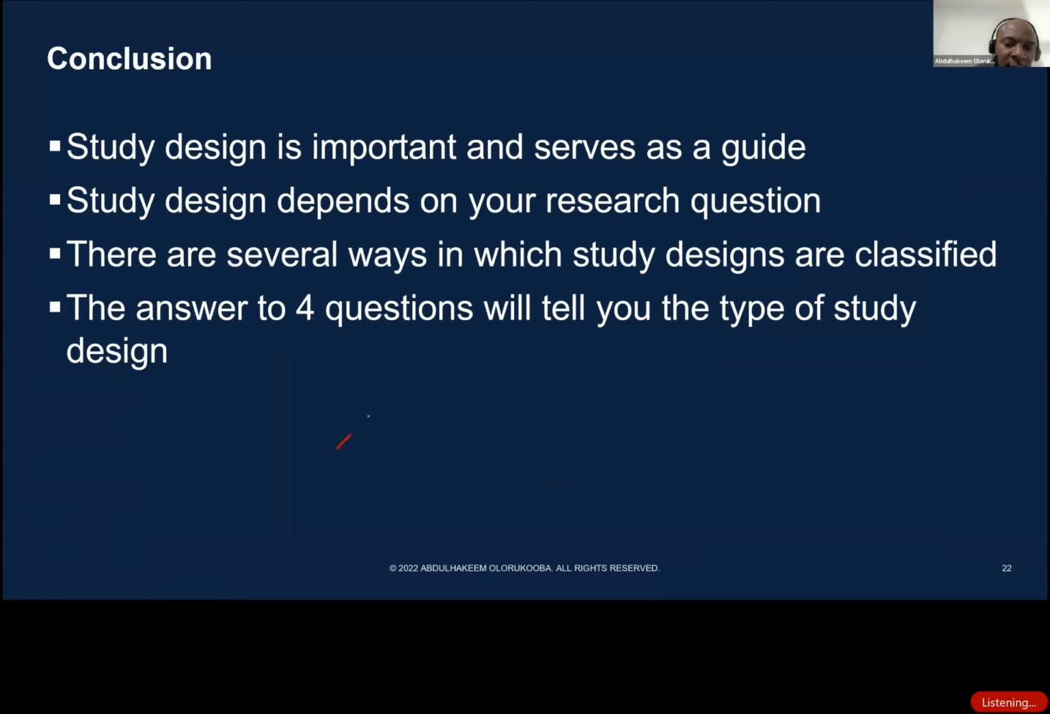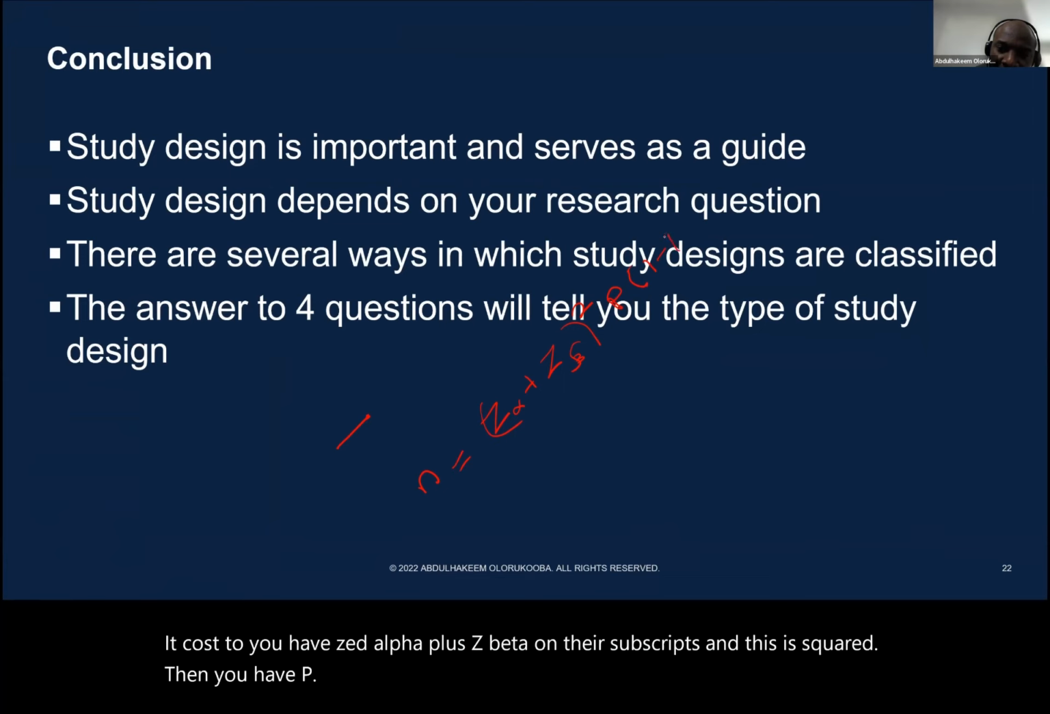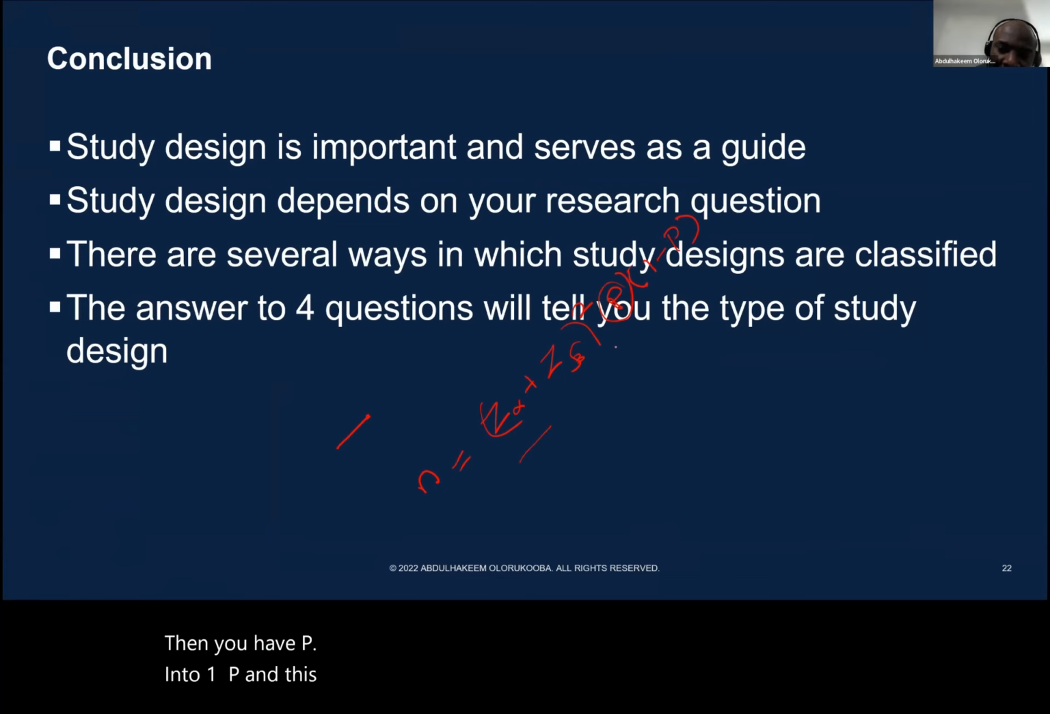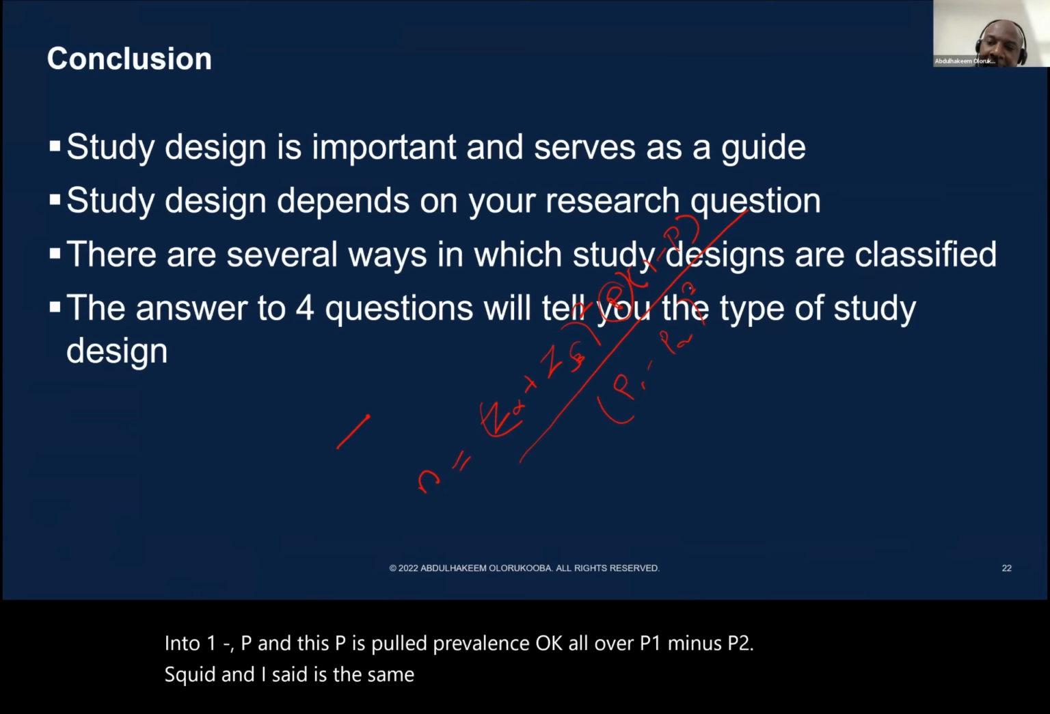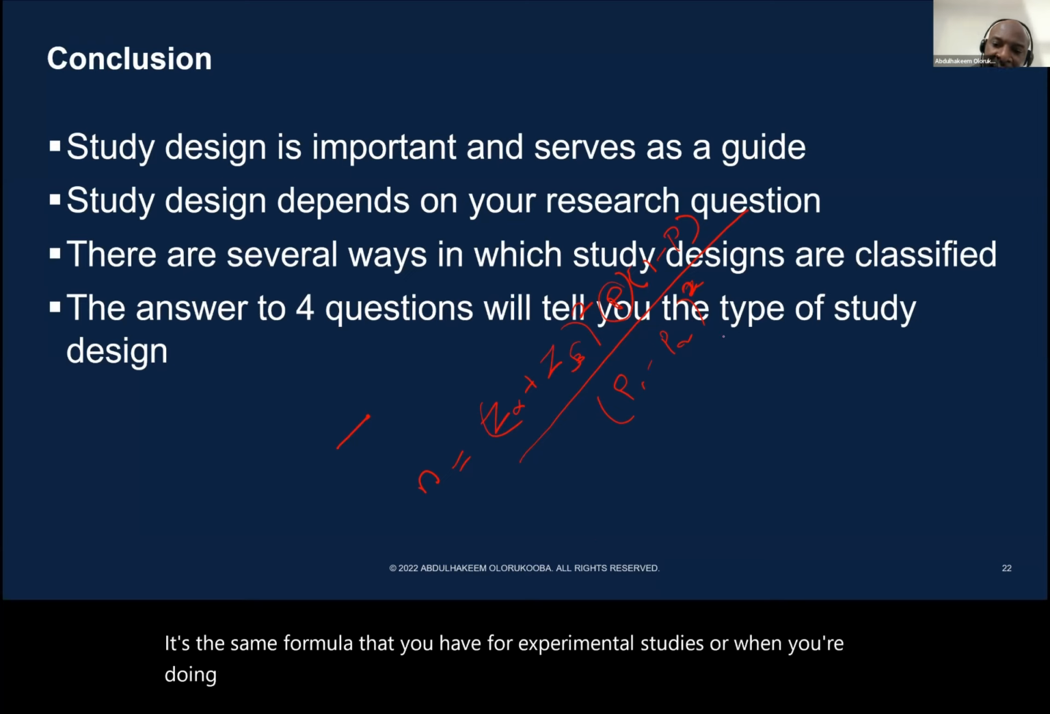Okay, so minimum sample size is n equals, you have Z alpha plus Z beta, on their subscripts, and this is squared. Then you have P into 1 minus P, and this P is the pooled prevalence, okay, all over P1 minus P2 squared. And it's the same formula that you have for experimental studies, or when you're doing a quasi-experimental study. There's just some difference in the interpretation of this bottom part here.